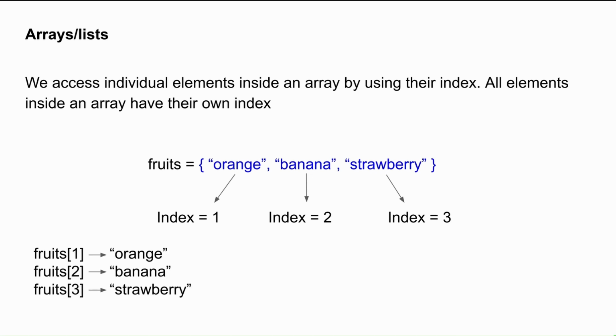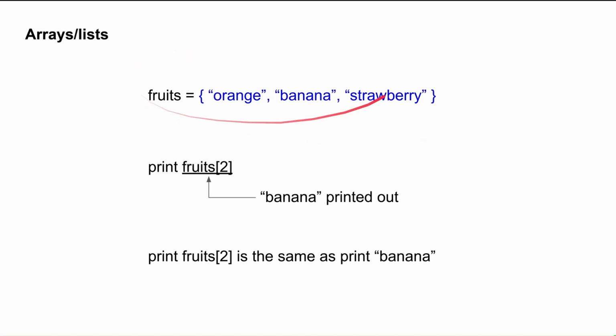And this is how we are going to access individual elements in the array. We will write the name of the array, and then the index between brackets. So if we have this array, and we print fruits[2], we will see banana printed out. It would have the same result as writing print banana.